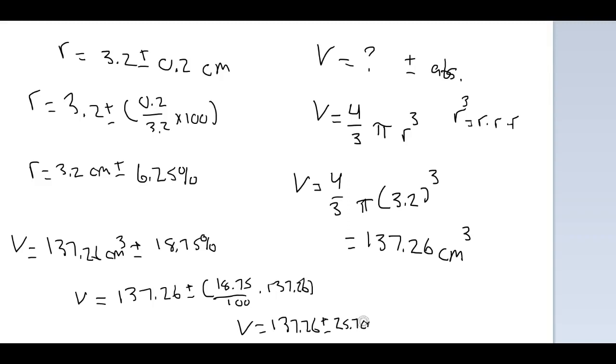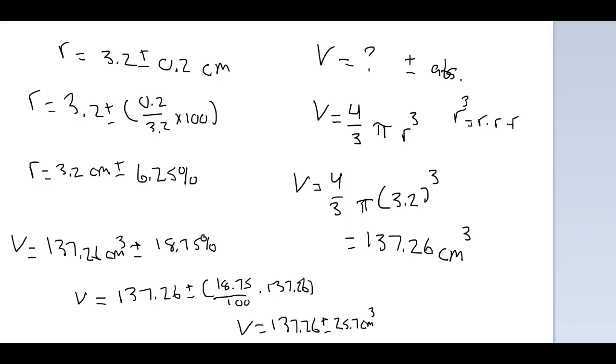So 137.26 plus or minus 25.7 cubic centimeters. Now, if you go back and you look at the guidelines for uncertainty, you'll see there's a couple things wrong with this. Number one, this doesn't have one significant figure. Number two, even if it did, it doesn't have the same number of decimal places as our measured value. Here we have 2 decimal places, here we have 1, and so I'm going to have to fix this basically to get an acceptable final answer.